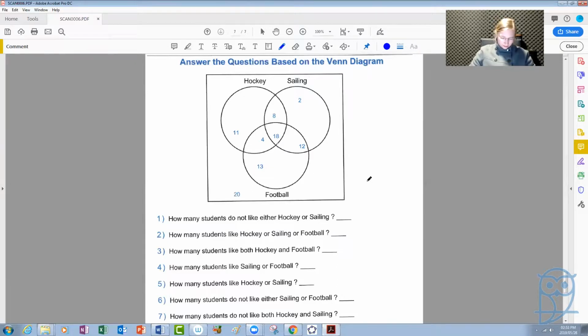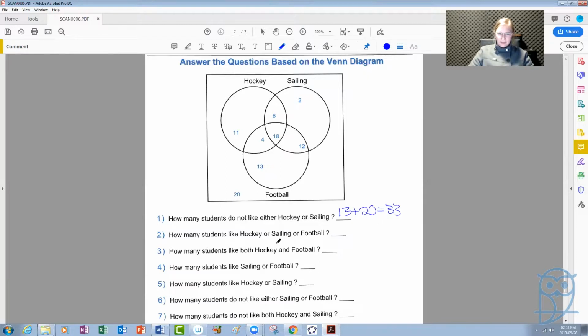So here we have not like either hockey or sailing. Here's hockey, here's sailing. So our or is our union of the two. So it's everything outside of that. So that is the 13 and the 20. So 13 plus 20 gives us 33.